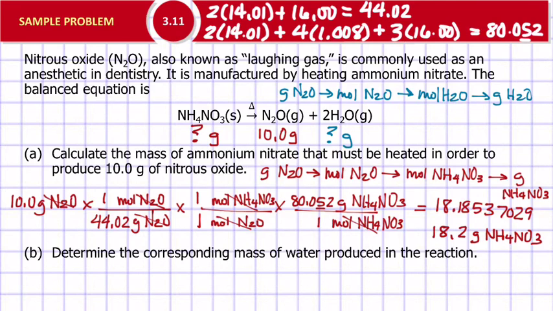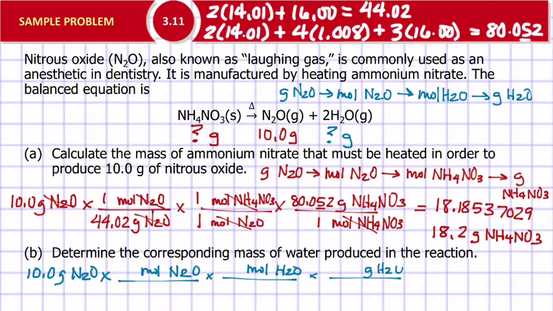Very, very similar calculation. 10.0 grams of N2O times, I want to go to moles of N2O, and then I'm going to go to moles of H2O, and then grams of H2O. And again, I'm going to fill these units in the denominator to cancel out the previous term.